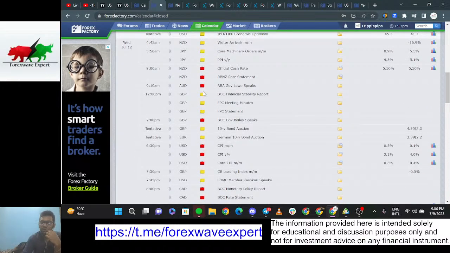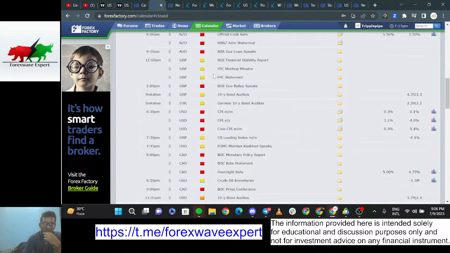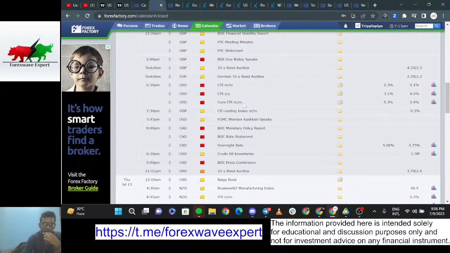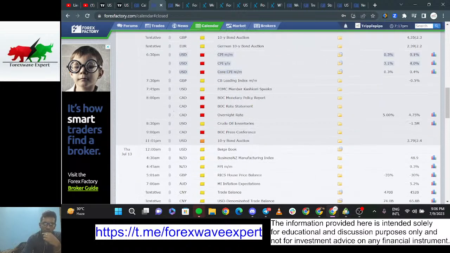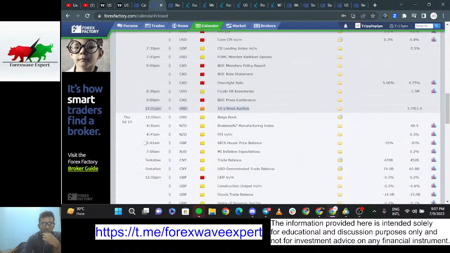We also have one of the most important news this week, which is NZD rate statement and cash rate, on Wednesday. Also on Wednesday, the most important news that we are all eyeing is CPI, core CPI, and YY, which will be released on Wednesday. On the same day, the Canadian dollar has the Bank of Canada monetary policy report and rate statement, and we also have 10-year bond auction news on Wednesday.